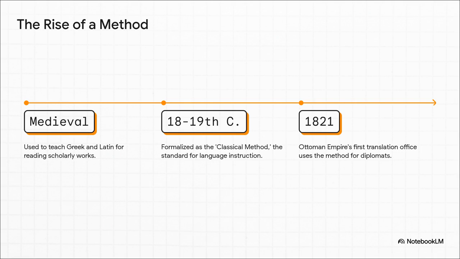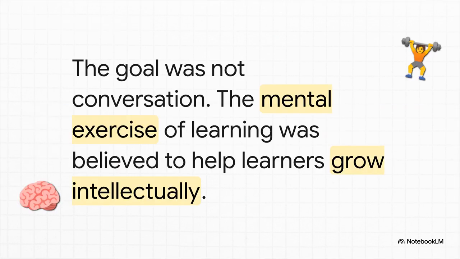Fast forward to the 19th century, and this becomes the gold standard for teaching languages in schools all over Europe, and even in places like the Ottoman Empire, which really needed diplomats who could translate official documents with perfect accuracy. And this right here, this is the key to the whole thing. Success wasn't measured by how fluently you could speak. The real goal was mental training.